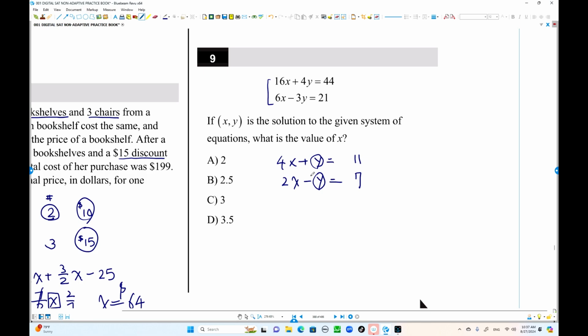y and negative y, okay? So using addition, we eliminate variable y. That is what? 6x equals 18. So x equals 3 is the answer, okay?